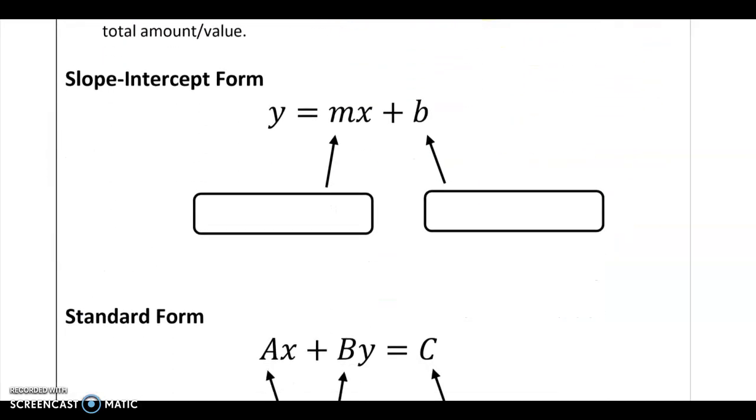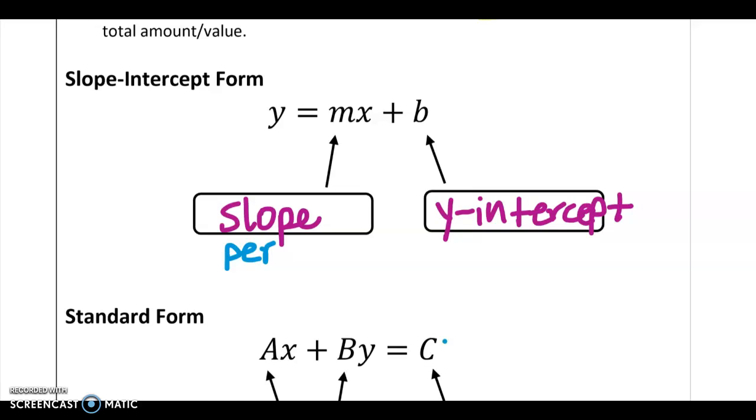So here's the first one. We know m as slope, and we know b as the y-intercept. But in a real-world problem, they mean different things. For instance, slope, we look for words like per or each or every. And we also look for words that are rates of some kind. So I'm going to put the word rate on here as well.